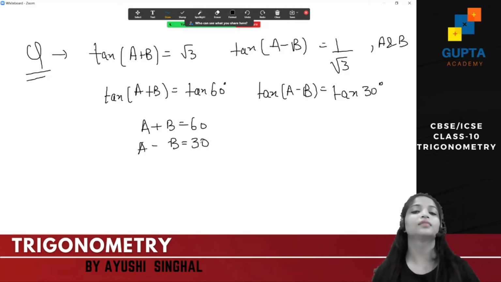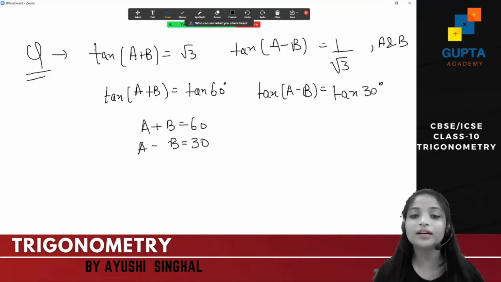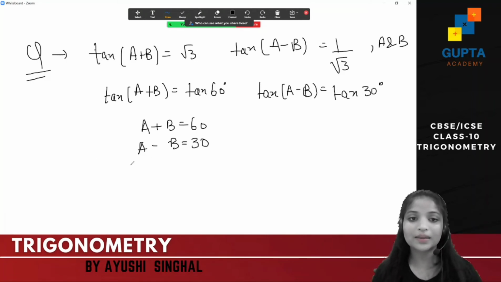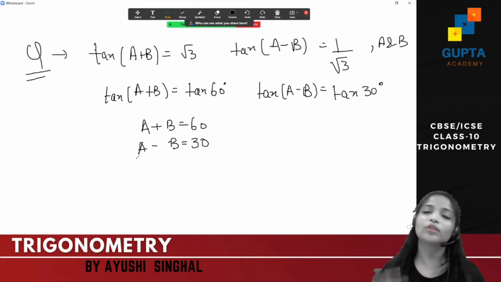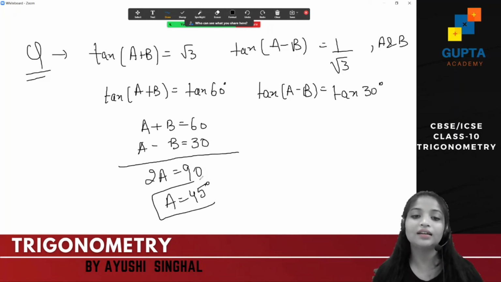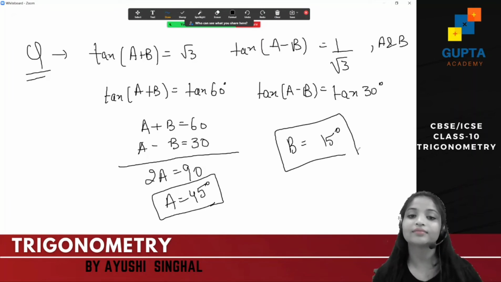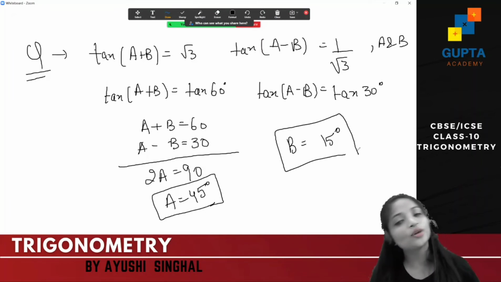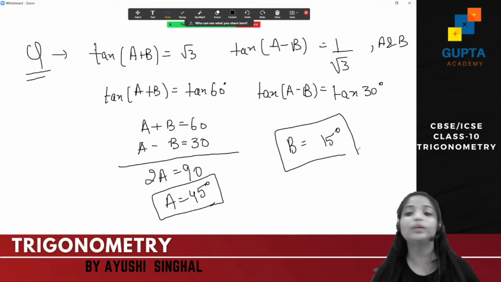Now you already have learnt substitution method or elimination method, you can apply any method to solve this. I apply elimination method. So by adding two equations, what will I get? 2a is equal to 90. That means a is nothing but 45 degree. I'll get the answer. And b is nothing but 15 degree. Easy. So these are only 3 types of questions that you will get.